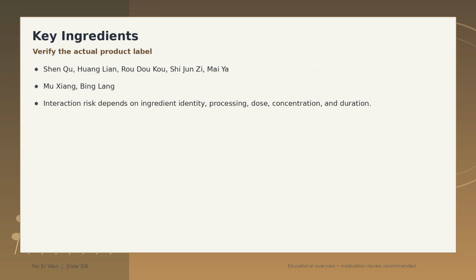Key herbs commonly associated with this formula include Sheng, Huang Lion, Ruduku, Shijunzai, Maya, Mujiang, Bing Lang. In classical formula analysis, some herbs address the principal mechanism, others support the chief action, and others harmonize or direct the prescription. The exact composition can vary by lineage, manufacturer, granule concentration, and modification. For interaction analysis, the actual ingredient label and dose are more important than relying only on the traditional formula name.